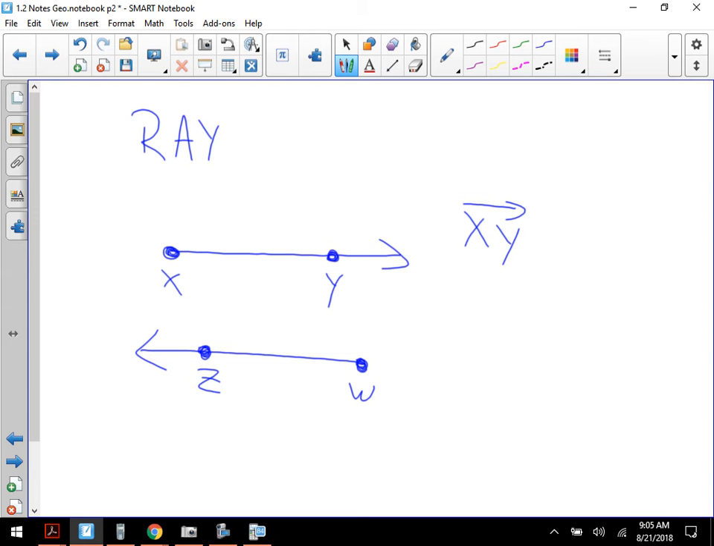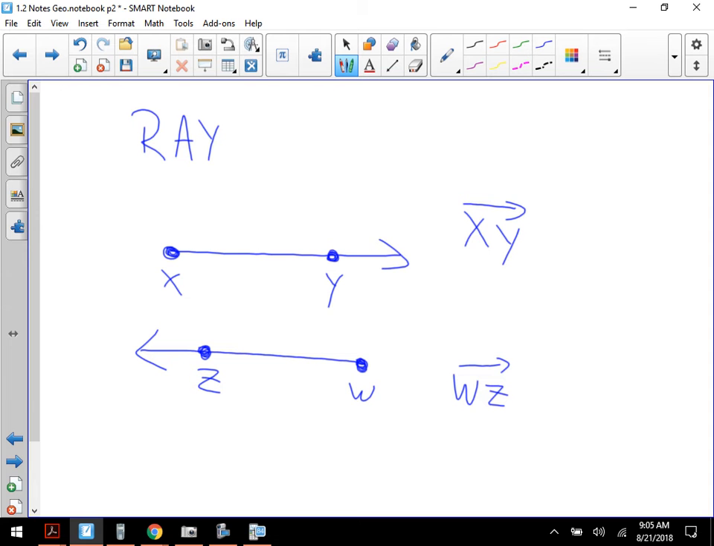Very good. This would be ray WZ. The first letter is always the end point. It doesn't matter what direction it's going. The second letter is where it goes through, and you always draw it like that. Doesn't matter what the diagram looks like, but when you label it, your first letter is always the end point. The second letter is what it goes through. Does that make sense?